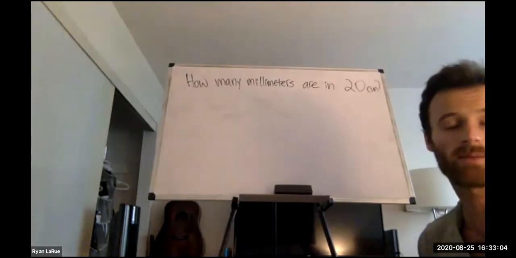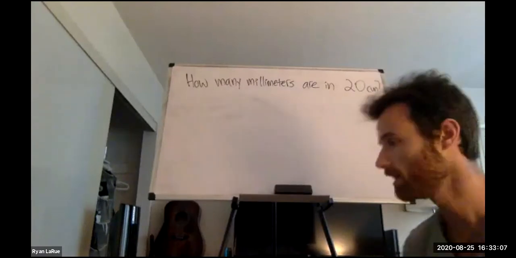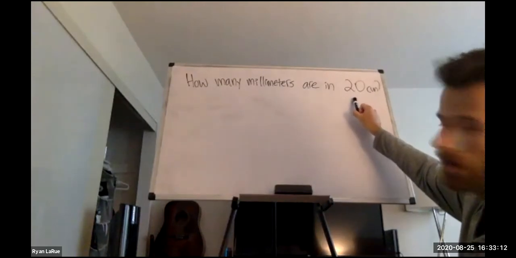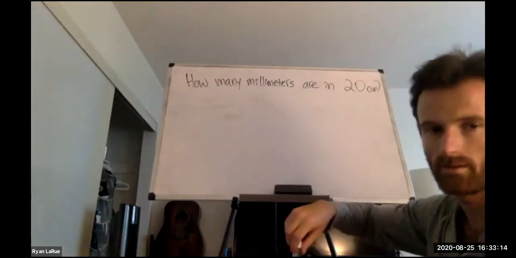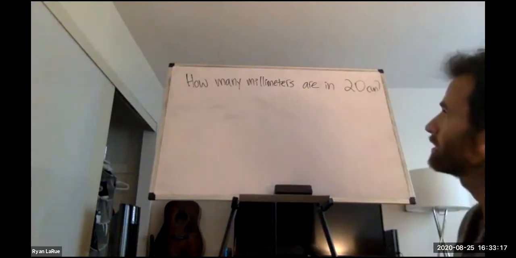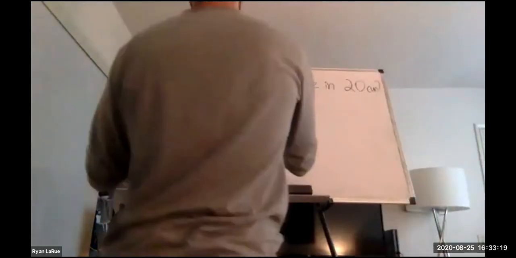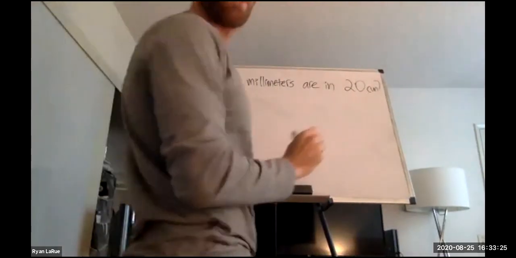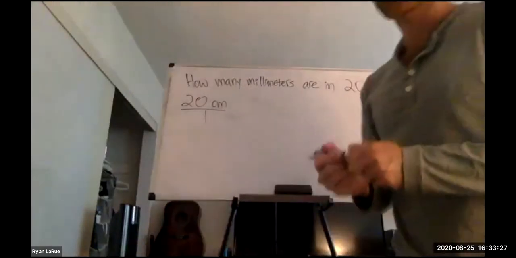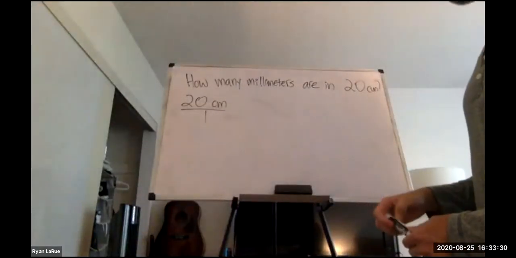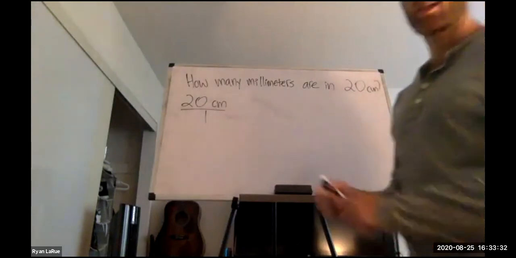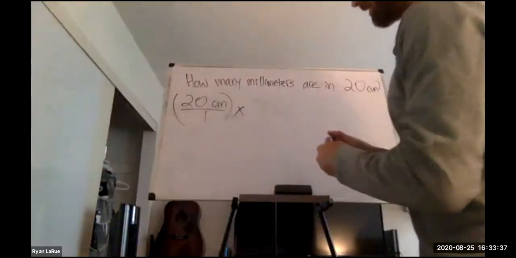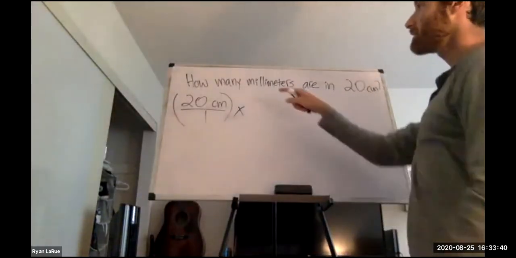So for all of these types of problems, which you'll have a few in your lab, I take what they give us in the problem first, and I put it over 1. So 20 centimeters, let's put it over 1. 20 cm over 1. Okay, and then I put parentheses around it. We're going to be multiplying. Okay, so we want to get to millimeters.